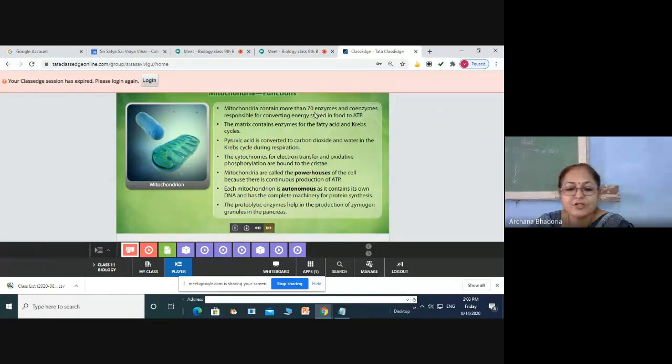Okay, so you can note down the number. Those children who want to write down that the mitochondria contain more than 70 enzymes and coenzymes. They are all needed. They are responsible for converting the energy stored in food to ATP. So mitochondria is known as the powerhouse of the cell because there is continuous production of ATP.